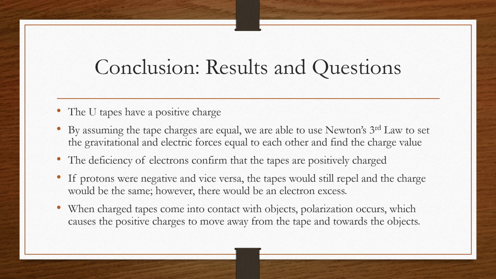If, however, the proton and electron charges were switched, meaning that protons were negative and electrons were positive, the tapes would still repel each other, but they would instead be negatively charged and have an electron surplus. Additionally, it is vital that the tapes are only handled from the edges, as polarization causes the positive charges of the tapes to transfer to uncharged objects, which decreases the charge of the tapes.